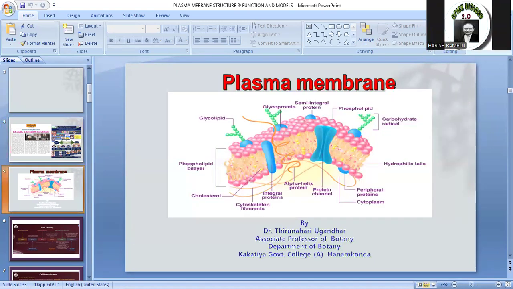So it is also plasma membrane then, or cell membrane. Both are the same.